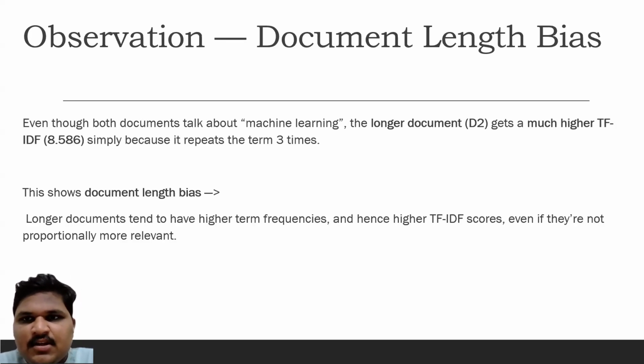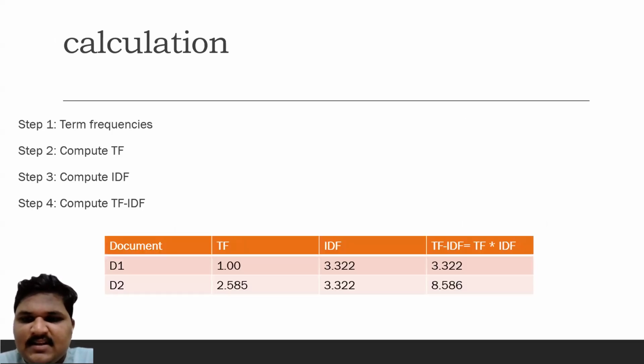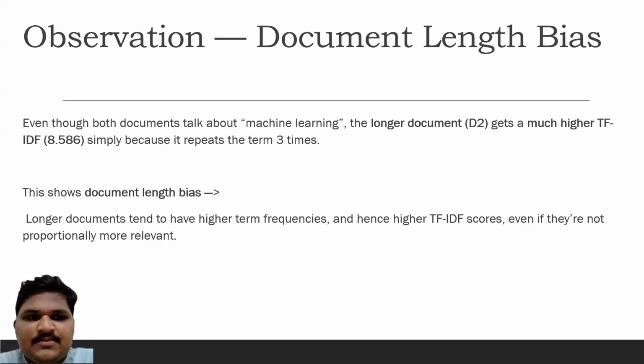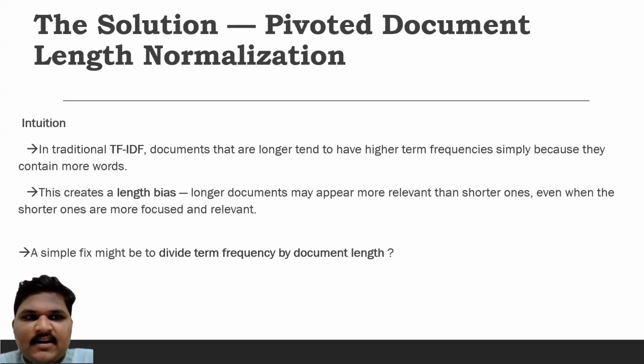So what's the observation here? We can observe that there is a document length bias. Even though both documents talk about machine learning, the longer document, D2, gets a much higher TF-IDF, which means 8.586, simply because it repeats the term three times. This shows document length bias, which means longer documents tend to have higher term frequencies and hence higher TF-IDF scores, even if they are not proportionally more relevant.